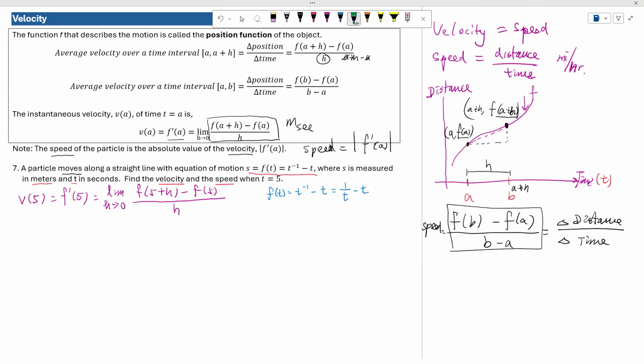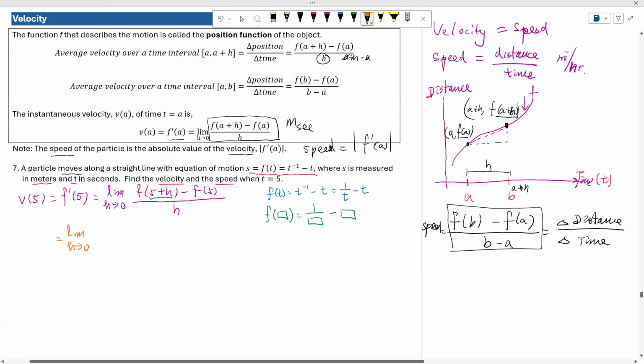Then remember we have a trick to take care of the input 5 plus h, right? So we could replace t with a box. It is equal to 1 over the box minus the box. So now I have f of 5 plus h, which is 1 over 5 plus h minus 5 plus h.